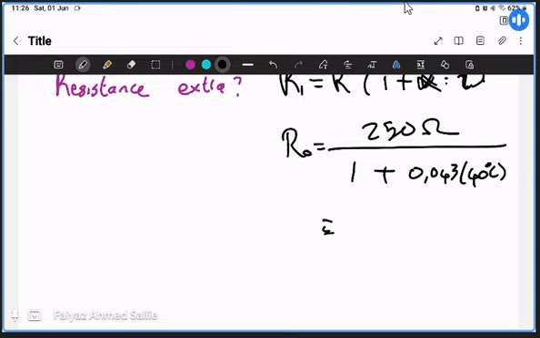and then our answer for this equation will be 91.911 ohms.